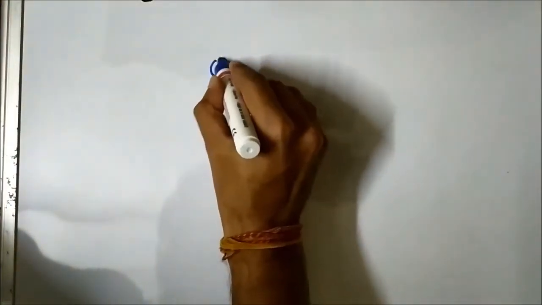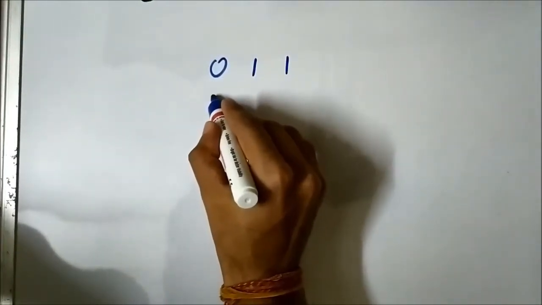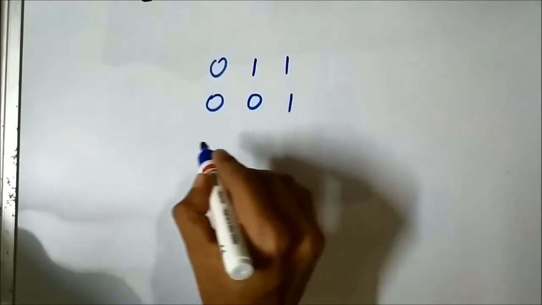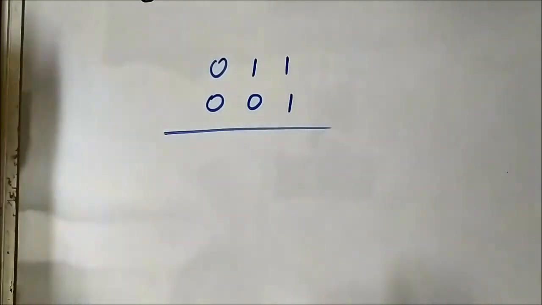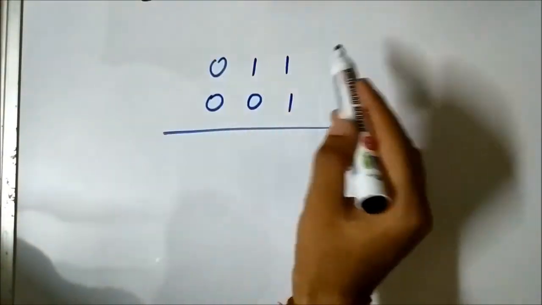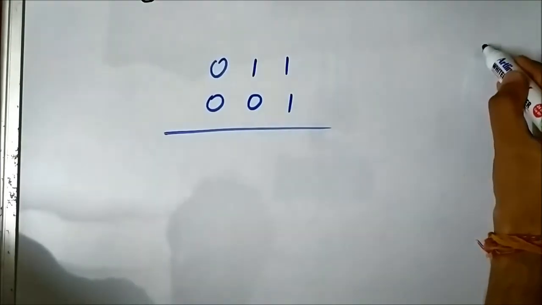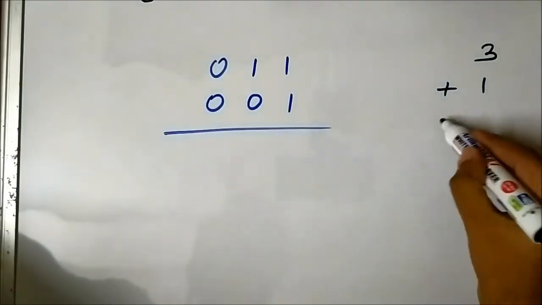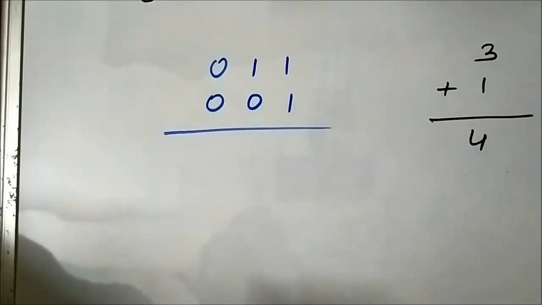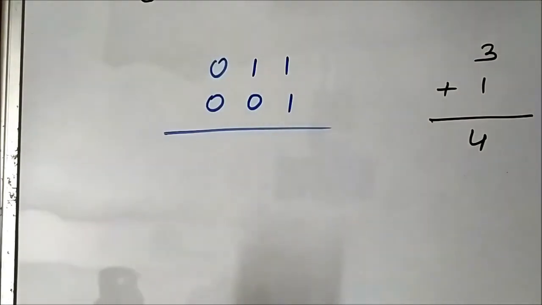Let us say we will add 0 1 1 and 0 0 1. Let us first convert them to their decimal equivalents. 0 1 1 is nothing but 3, and this is 1. So 3 plus 1 is equal to 4. Now let us check it here.